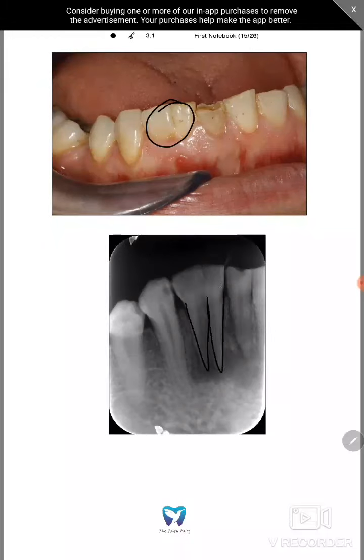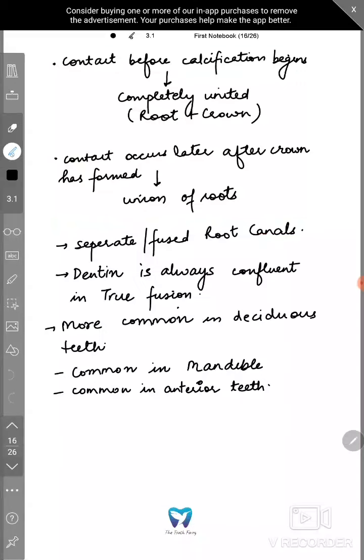separated roots. Contact occurs before calcification, so then there will be completely united root and crown. But if contact occurs after the crown has formed, then there will be simply the union of roots. And there can be separate or fused root canal.